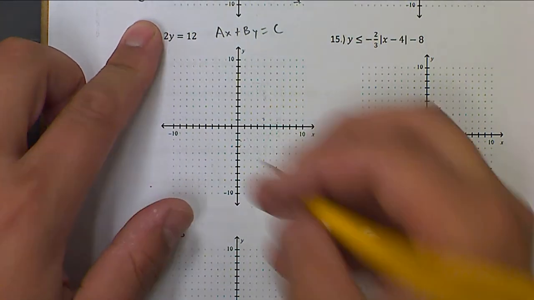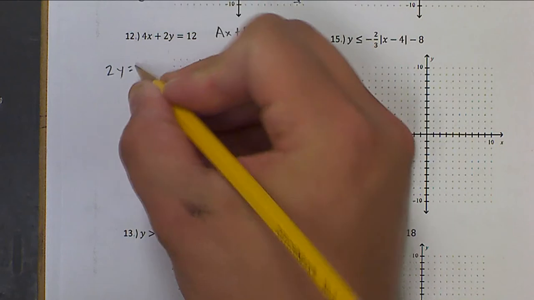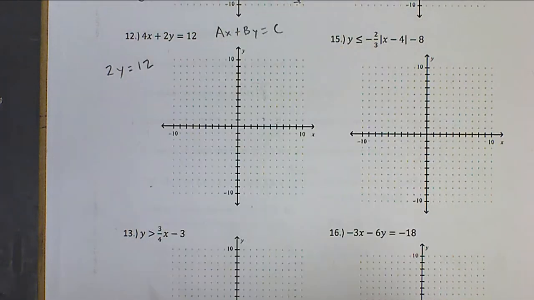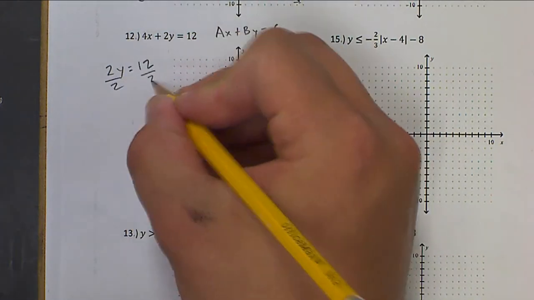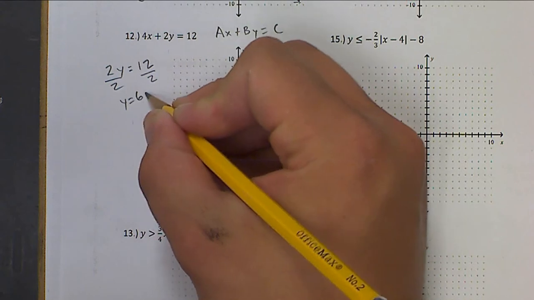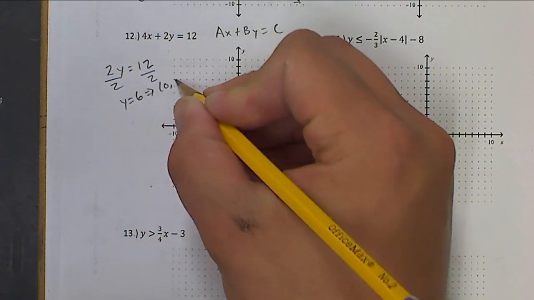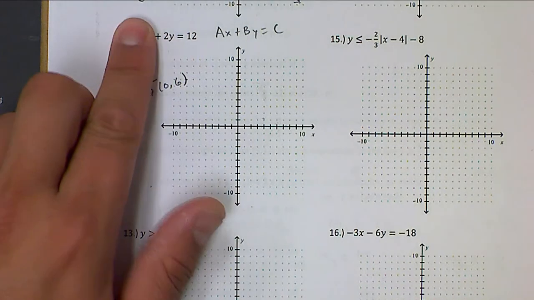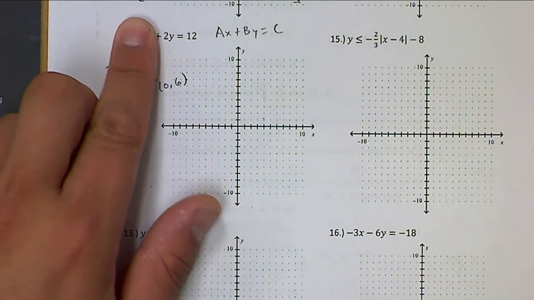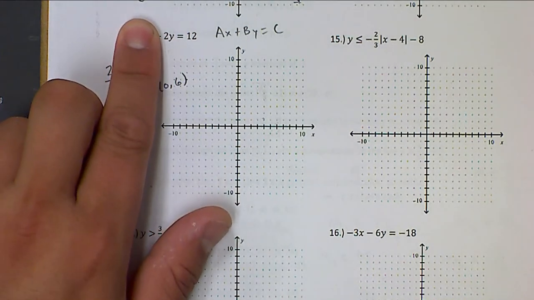You're left with 2y is equal to 12. The way you solve for y is divide by 2. That means y has to equal 6. That means the y-intercept is at 0, 6, because when I covered it up I essentially made x 0 and I just looked at this one-step algebraic equation.